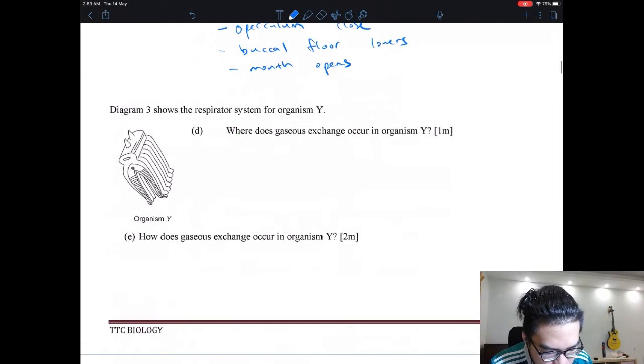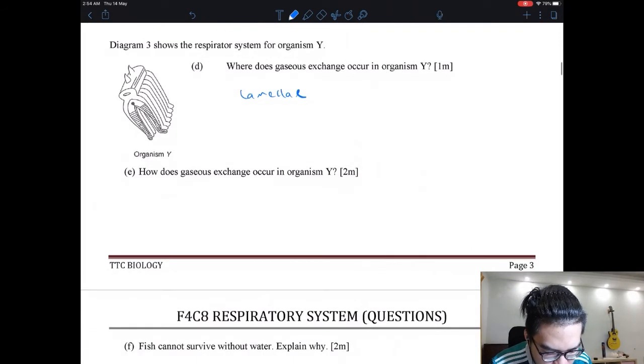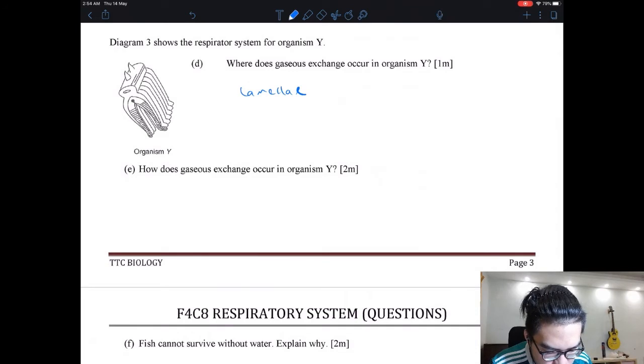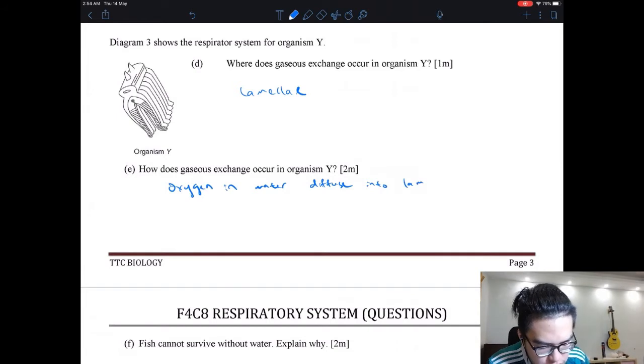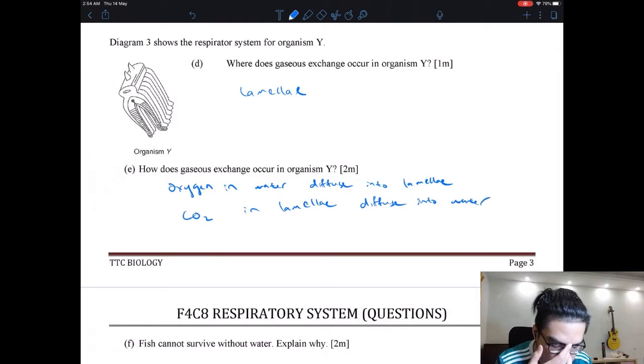Where does gaseous exchange occur in the organism? Why? You can say the lamellae. How does gaseous exchange occur in Y? So you can say oxygen in water diffuses into lamellae, carbon dioxide in lamellae diffuses into water. 2 marks here, don't have to say so much.